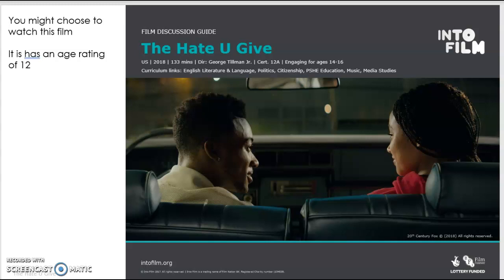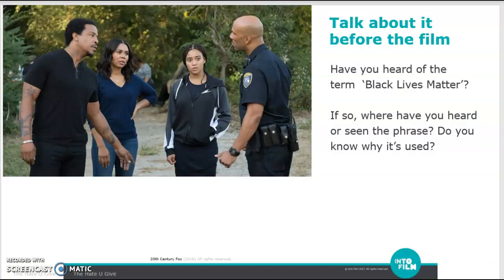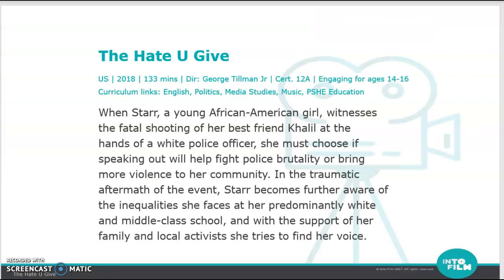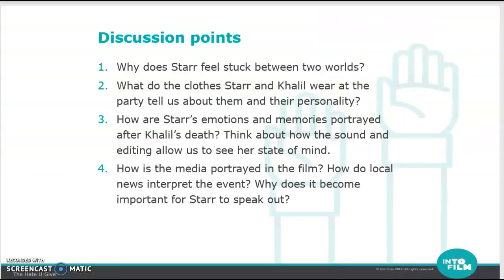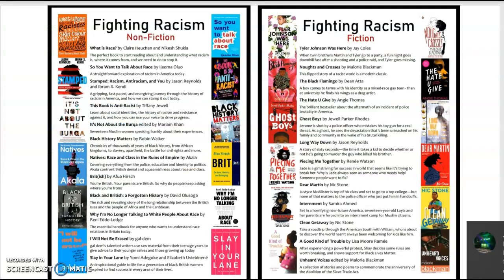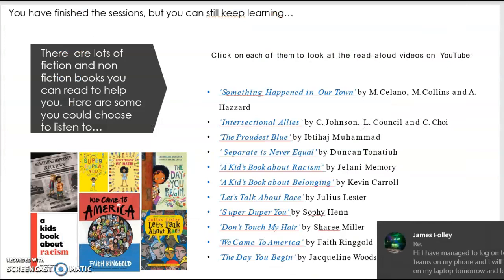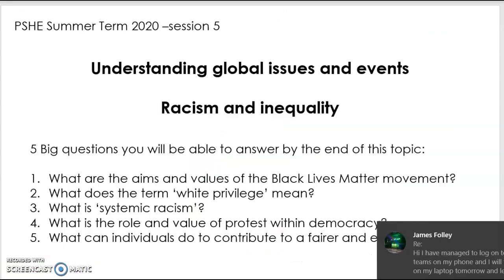It has an age rating of 12, and you might have to talk to your parents about whether you think it's appropriate, but it deals with some of the issues to do with the Black Lives Matter in a fictional context, and there's some discussion points and so on for you. So all of this is on Show My Homework, all of these pages, so you can examine them more closely.